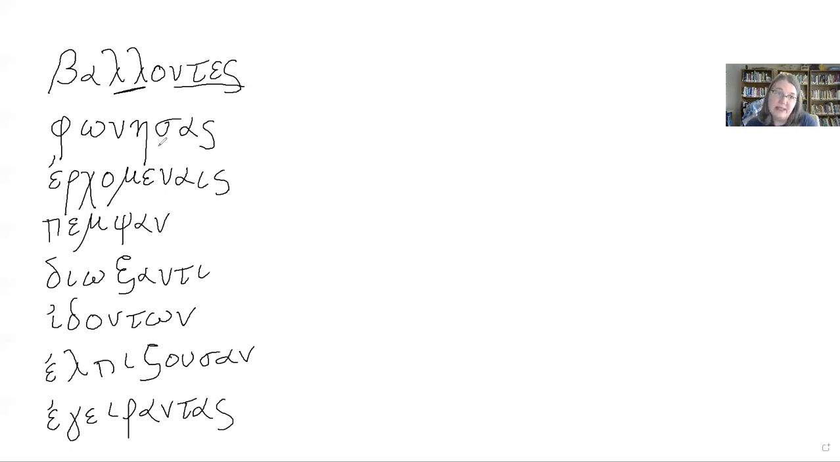Phonesas, we have the sigma, which is the clue for the aorist tense. We also have this eta, and if we know the verbs, that is a clue that this is a stem that ends in epsilon. So now we're thinking phoneo, and we recognize that the ending is the nominative masculine singular form of the aorist of phoneo.